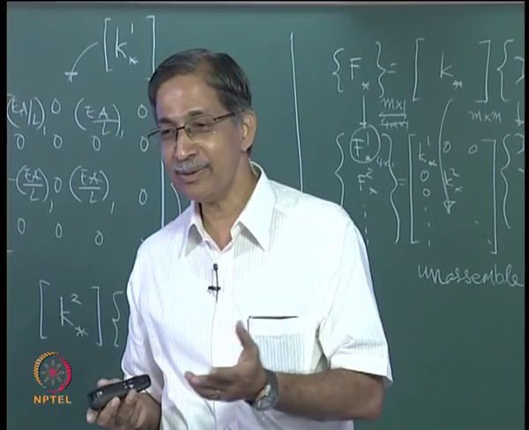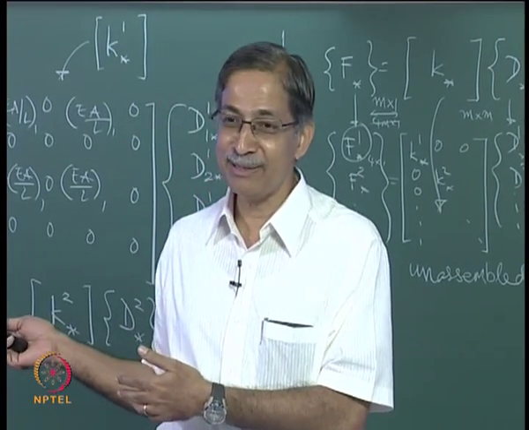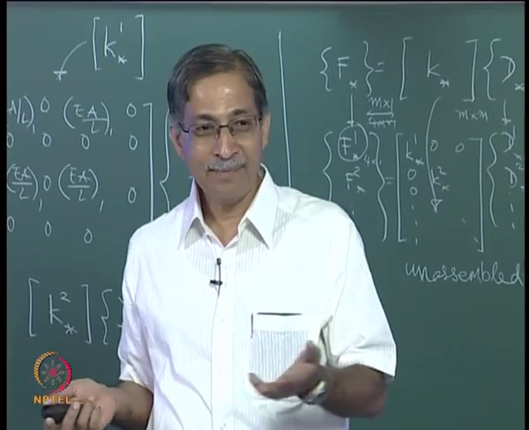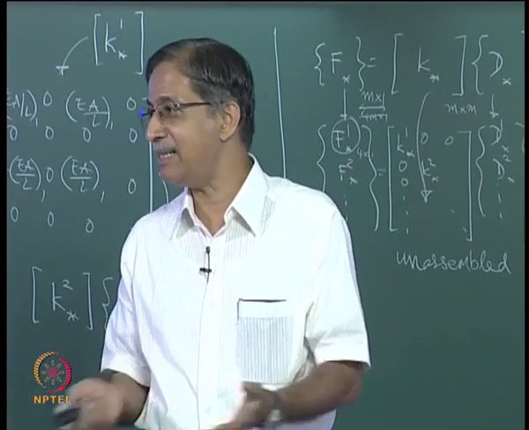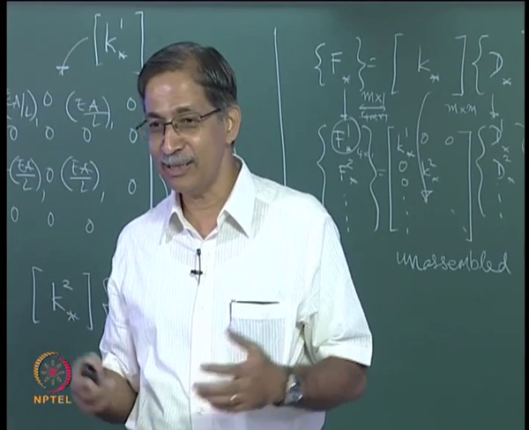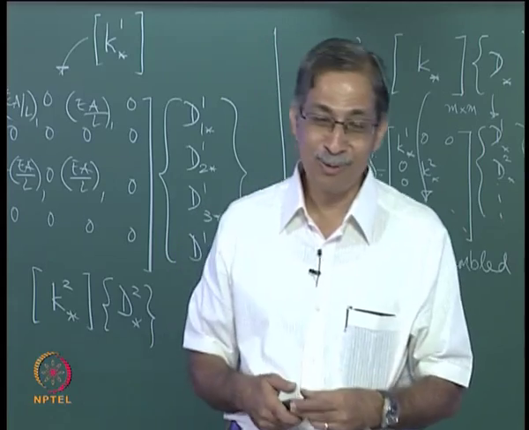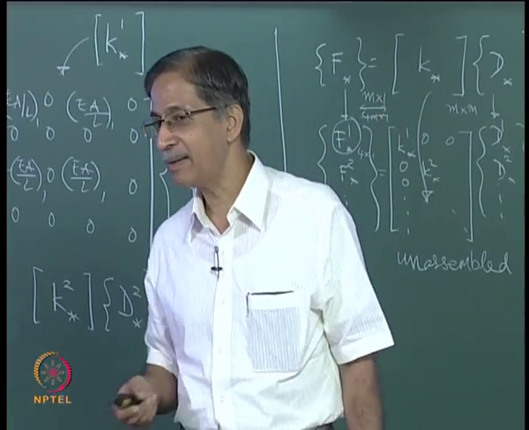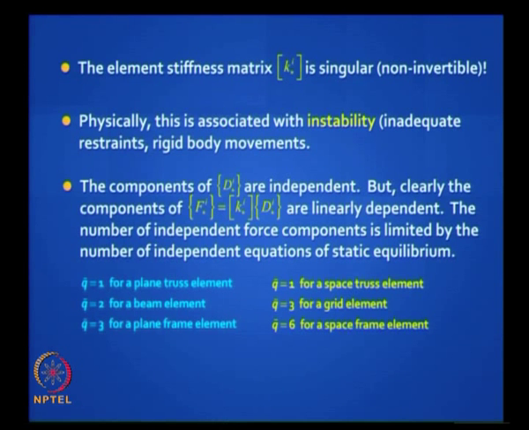So who would manually ever dream of doing the conventional stiffness method to do a space truss, when the reduced element stiffness method offers you such a drastic reduction in the quantum of work involved. That is why it is good fun manually to study the reduced element stiffness method. So for a space truss it remains 1, for a grid element it is 3, for a space frame it is 6, okay, 12 becomes 6.